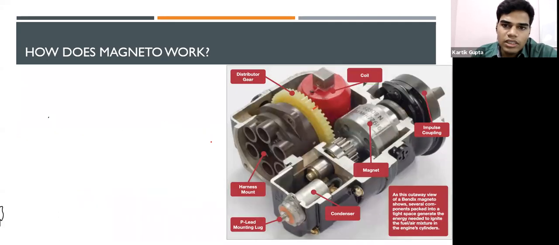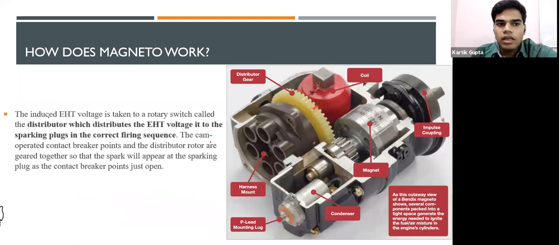How does the magneto work in layman terms? The induced EHT voltage is taken to a rotary switch called the distributor, which distributes the EHT voltage to the sparking plugs in the correct firing sequence. As I told you, the magneto supplies the spark plug, but it needs a guidance system. It is not directly supplied to the sparking plugs. The thing connecting them is known as the distributor.